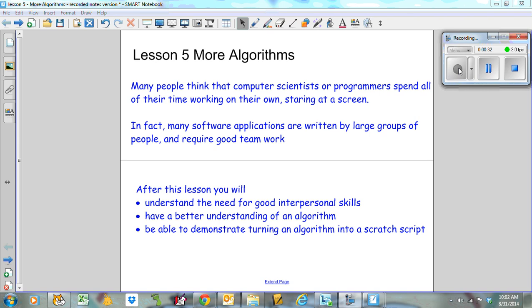So after this lesson, you're going to understand the need for good interpersonal skills, have a better understanding of what an algorithm is, and be able to demonstrate turning an algorithm into a scratch script.